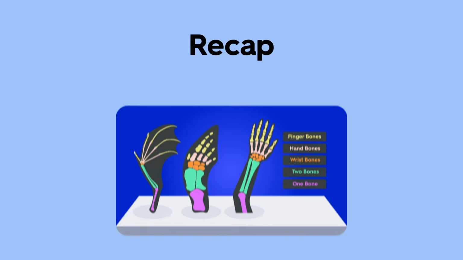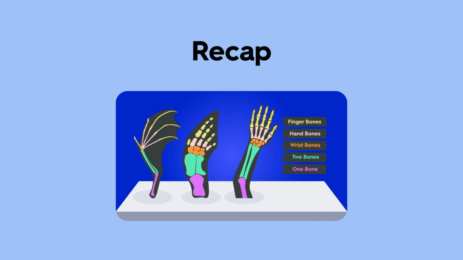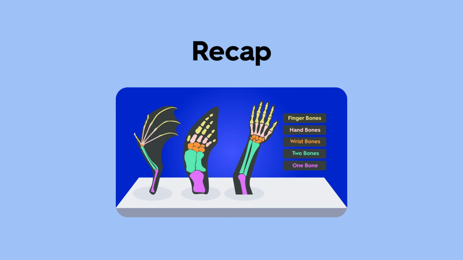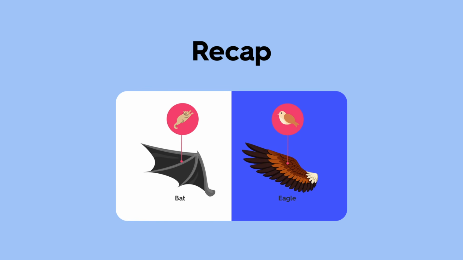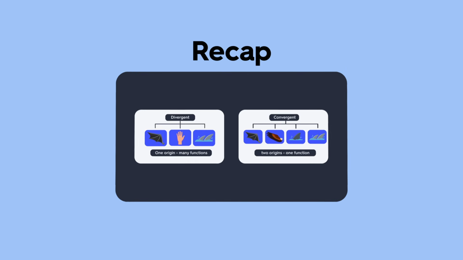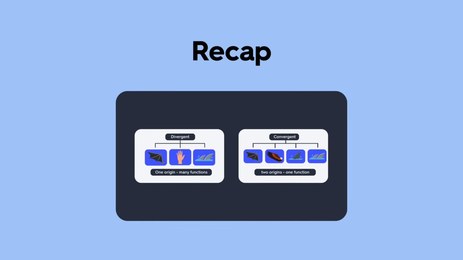To recap, homologous means same ancestry, even if the function changes. Analogous means the same function, even if the ancestry differs. And that's why homologous structures point to divergent evolution, while analogous structures point to convergent evolution.